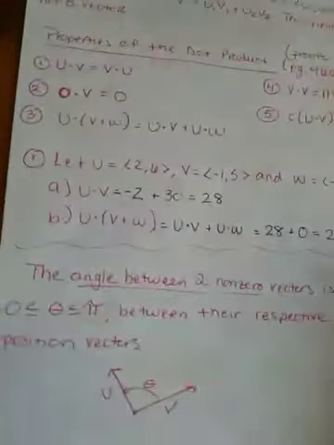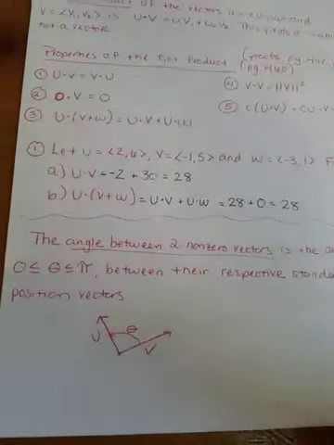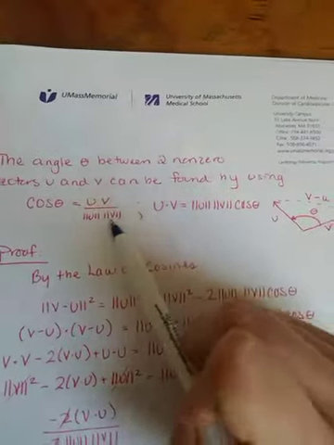Okay, let's move on to the next definition, not to waste your time here. So the angle between two non-zero vectors is the angle theta, and theta has to be between 0 and pi inclusive, between their respective standard position vectors. So it looks something like that there for you. Okay, so this angle can be found by using the equation cosine of theta equals u dot v divided by the magnitude of u times the magnitude of v.